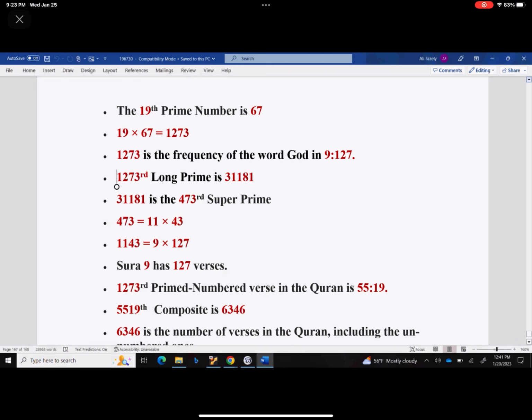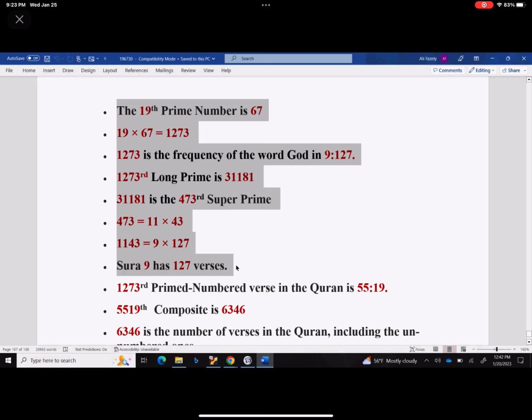1273 long prime, remember we talked about long primes, is 31181. But 31181 happens to be the 473rd super prime. Super primes are those primes whose index is also a prime. So 473 is the index of the index, and that's called a super prime. And 473 is 11 times 43, but 1143 is 9 times 127. Okay, so look at this thing. It's absolutely beautiful. And again, 9 has 127 verses.